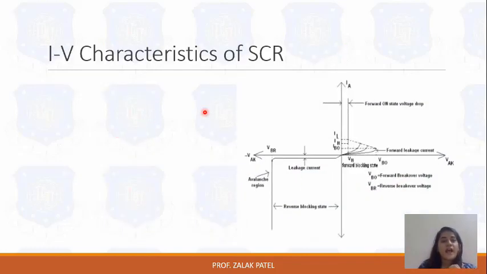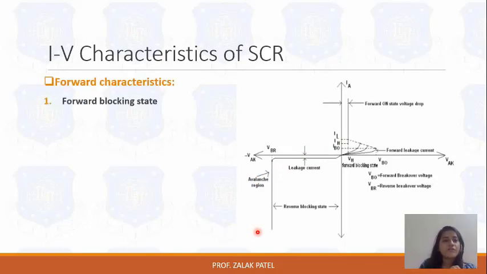This is about the IV characteristic of the SCR, that is our current versus voltage characteristic. Whenever the reverse voltage breakdown occurs, the current increases further, and the breakdown voltage will occur. We will see the detailed classification as well as the details of the IV characteristic of the SCR in the next lecture.